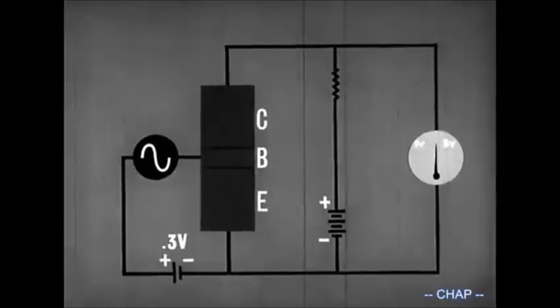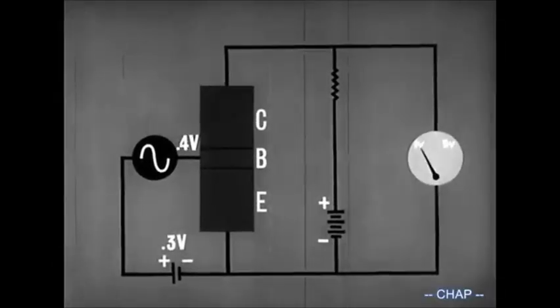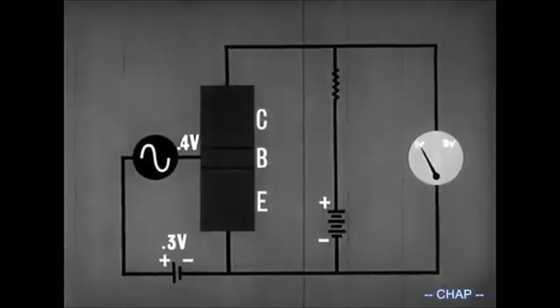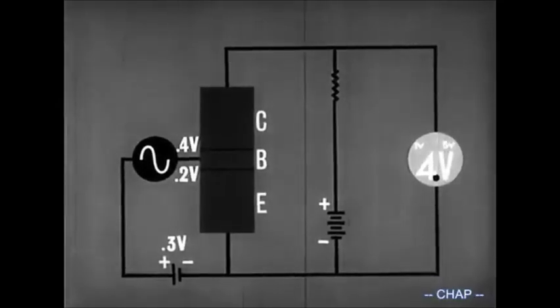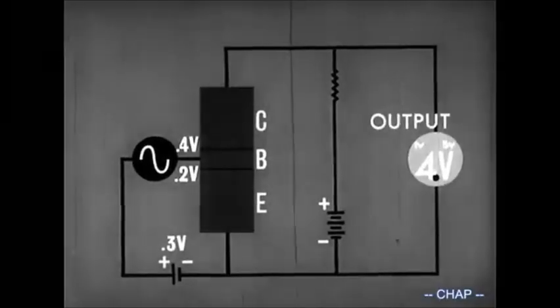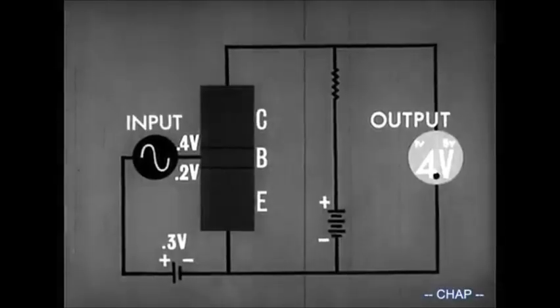In the low voltage circuit, we have a 0.2 volt change in voltage. That is, the difference between the maximum 0.4 volt and the minimum 0.2 volt, which is causing a far greater change in the high voltage circuit. In this typical circuit, the change is 4 volts. Thus, a 4 volt change at the output has been caused by a 0.2 volt change in the input circuit.